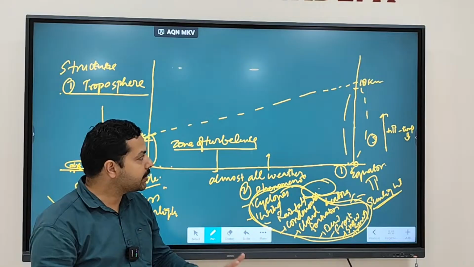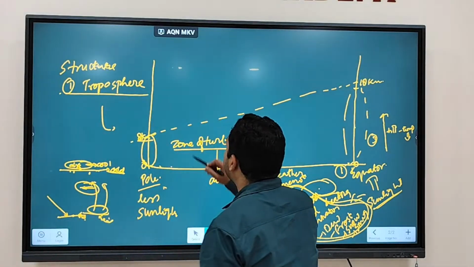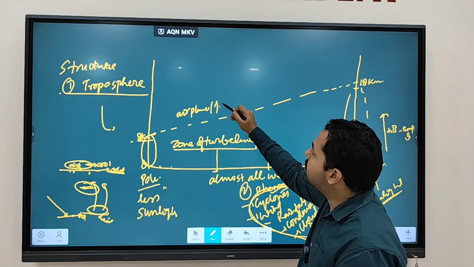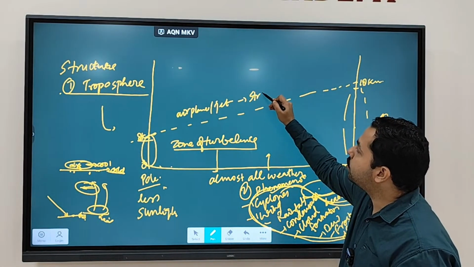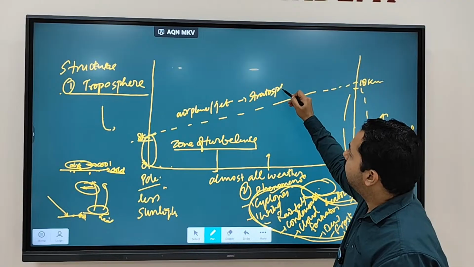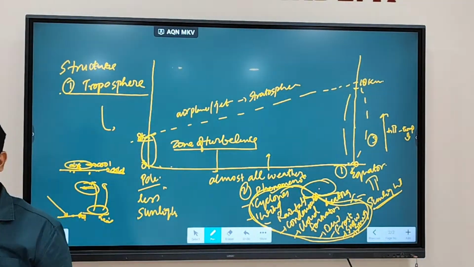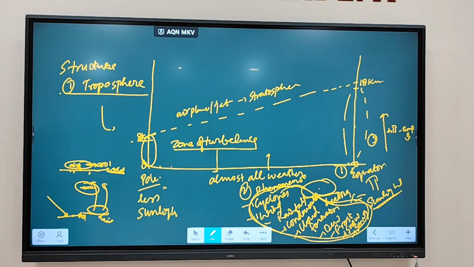Clear? So that's why you'll often see the airplane or jet move in the stratosphere. They do not move in the troposphere. After takeoff and landing, only then do they come into the troposphere. Much of their movement is in which layer? In the stratosphere, because the stratosphere is devoid of turbulence. So the zone of turbulence is not there. That's why it is safer for the movement of jets and airplanes. Clear?